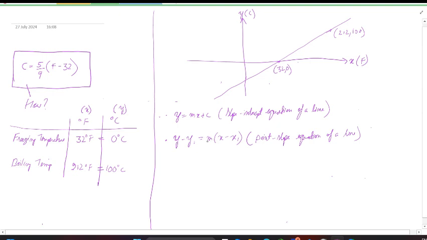Now we have to plug in the values. For that, first of all, we have to calculate the value of the slope m. M is the slope. So m is del y by del x. If you look at the change in y, 100 minus 0, and the change in x is 212 minus 32, which you get to be 100 by 180, which is 5 by 9.